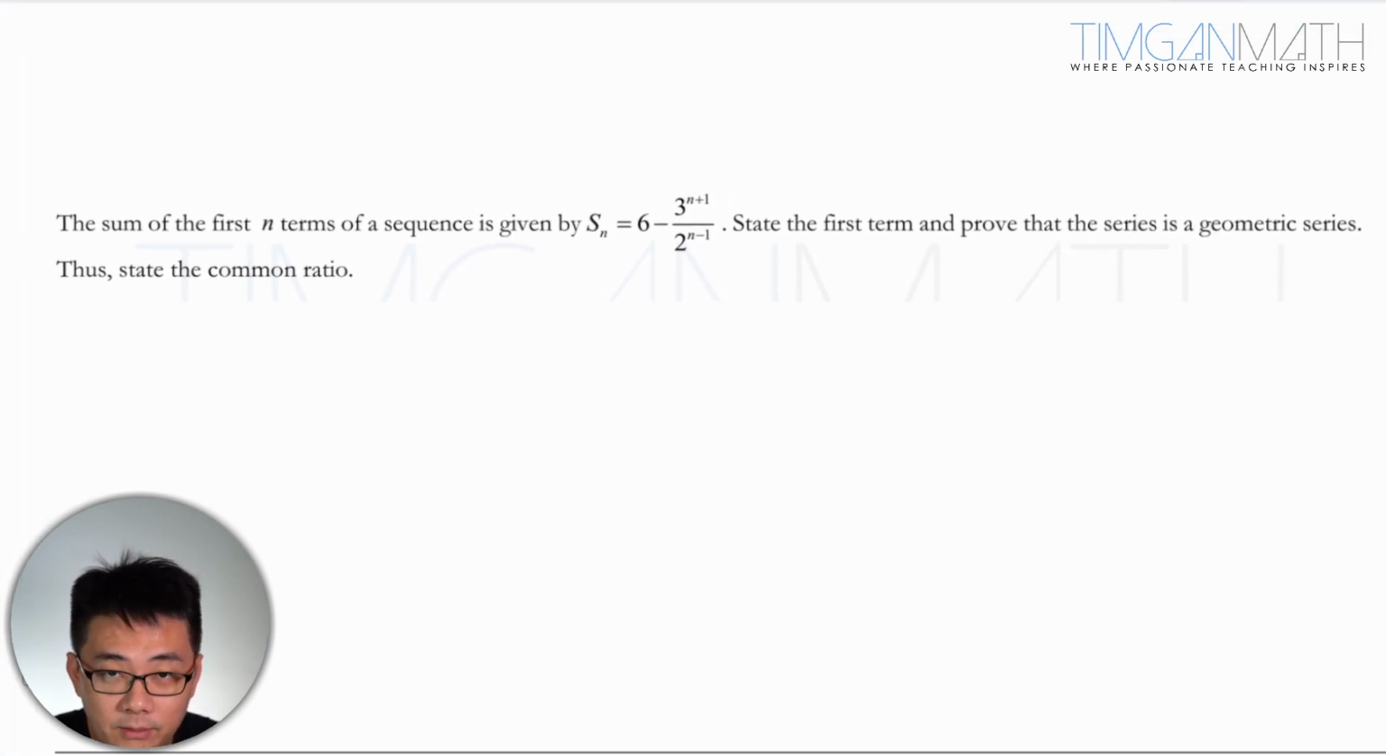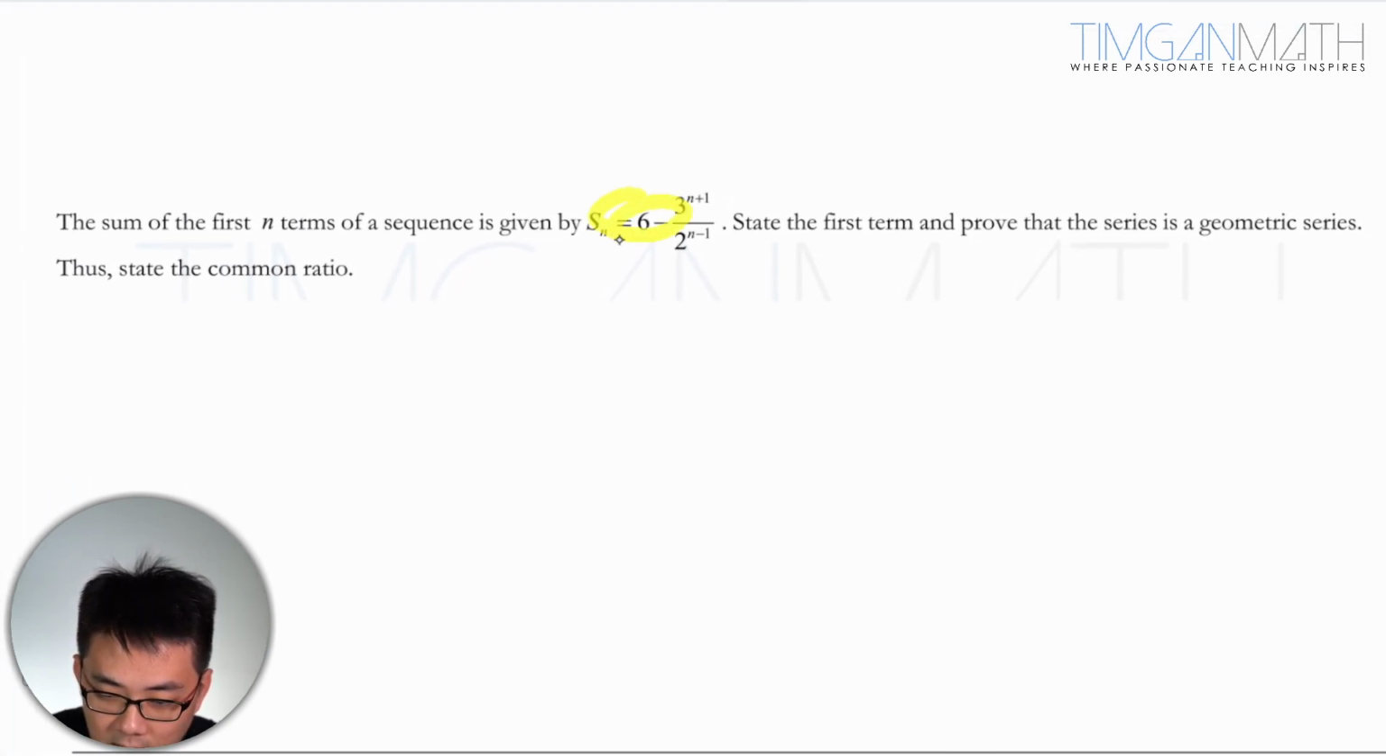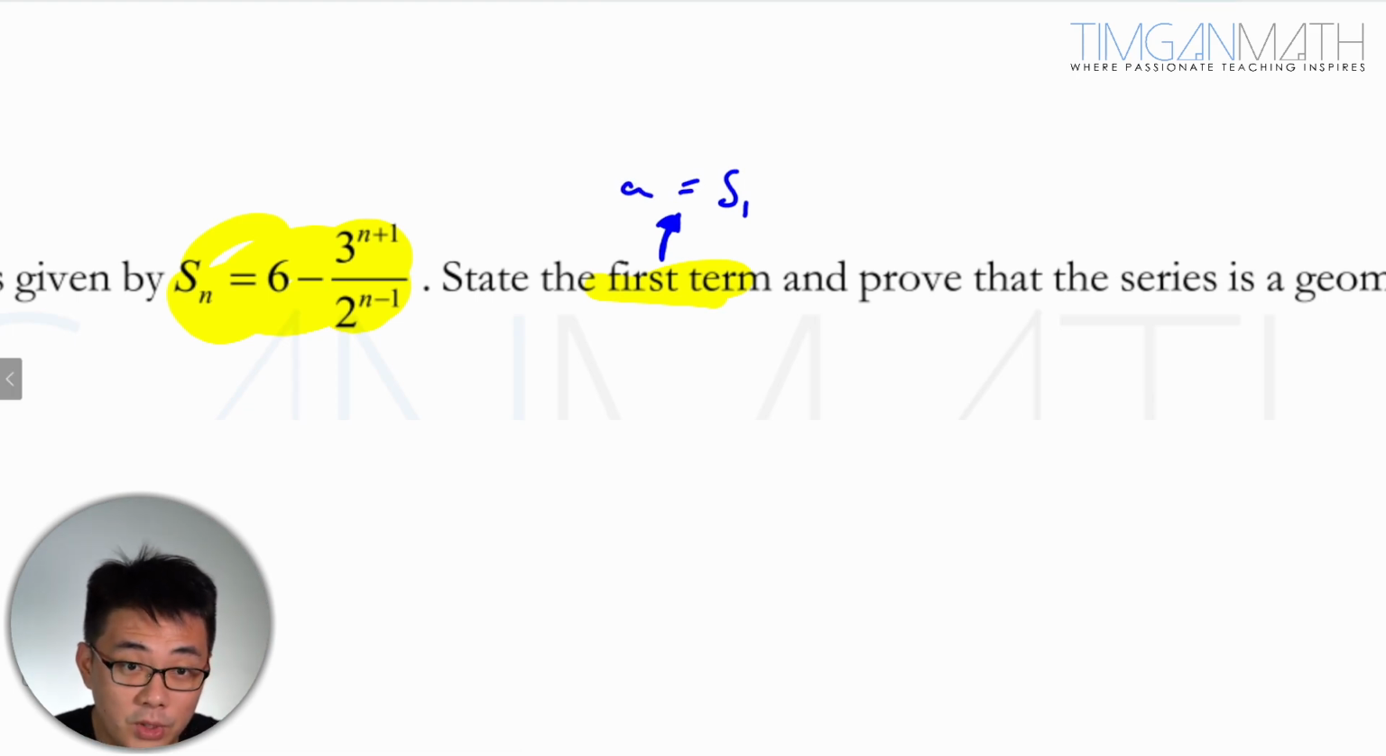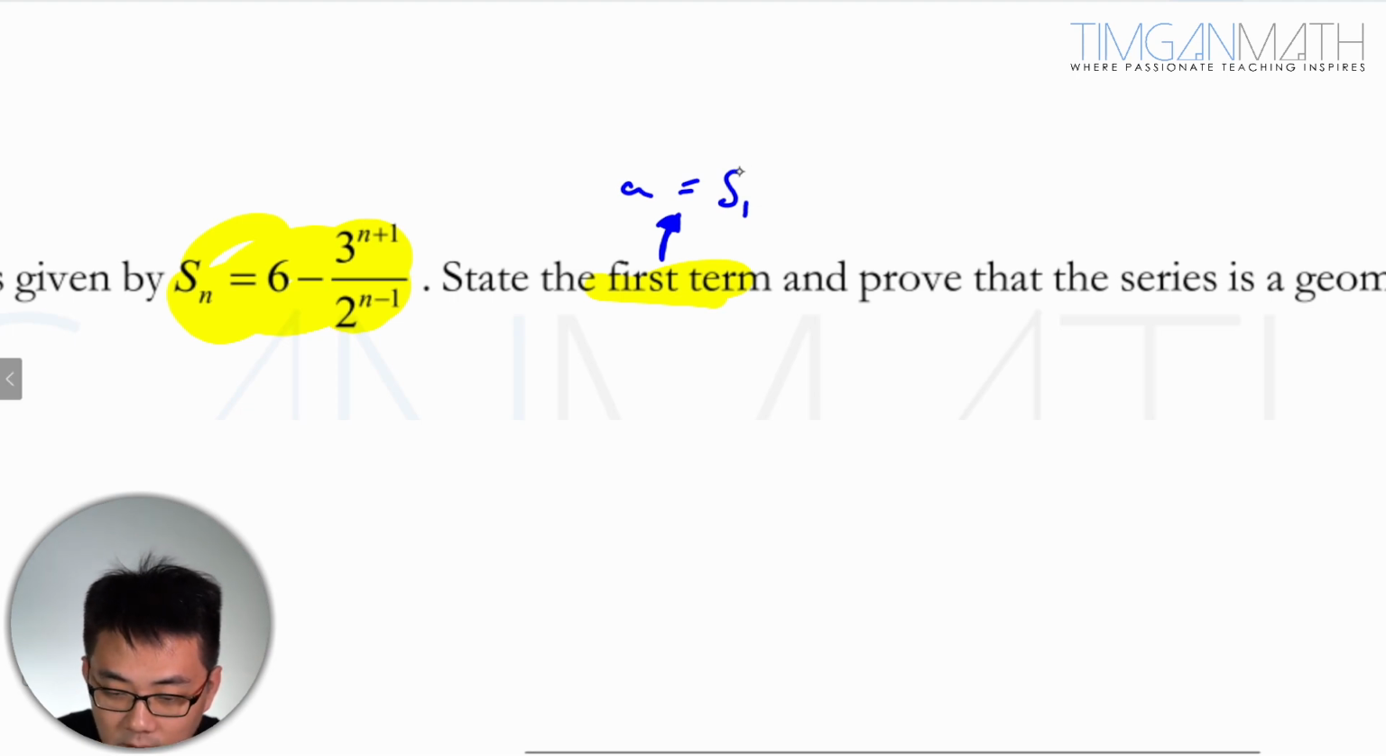The sum of the nth term of a sequence is given by this over here. State the first term and prove that the series is a GP. So, state the first term, just take note. The first term is the sum of one term. First term is A1, S1, which is U1. Correct, because it is the sum of the first term.